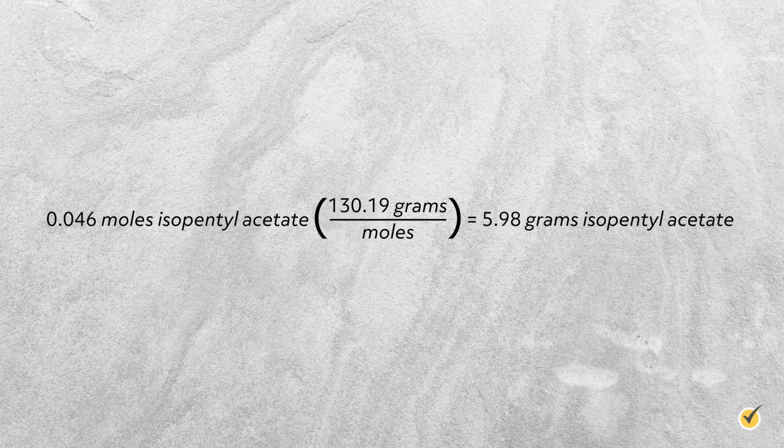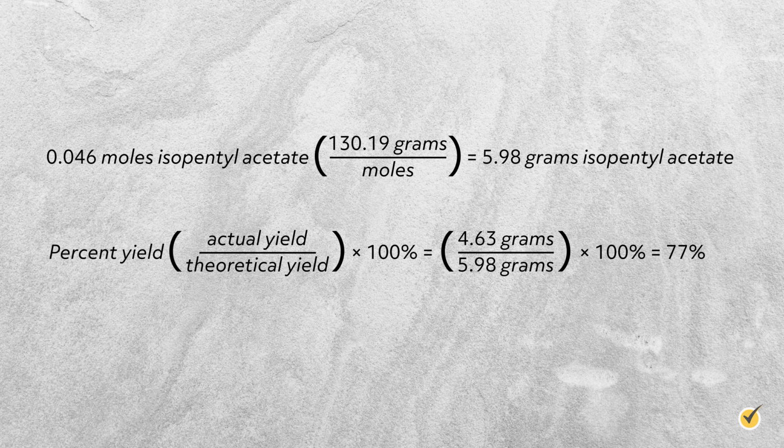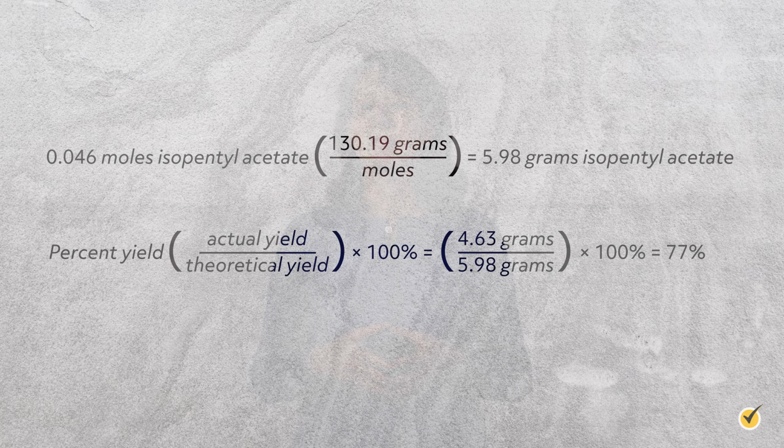Okay, we now know that the theoretical yield for our reaction is 5.98 grams of banana oil, which means we can finally calculate our percent yield. Remember, percent yield equals the actual yield divided by the theoretical yield times 100%, which gives us 77%, which isn't too bad, but it's not great. Ideally, we want the percent yield of a reaction to be higher to avoid wasting resources and energy.